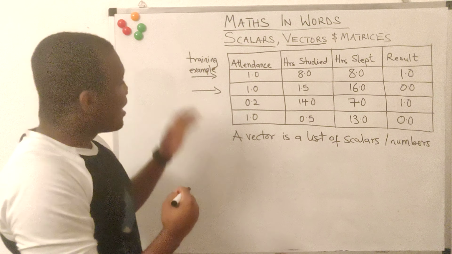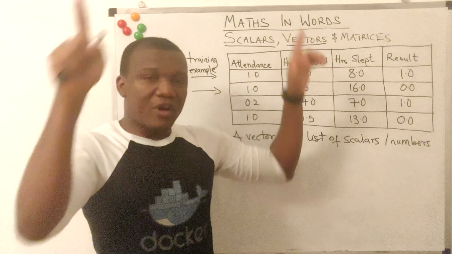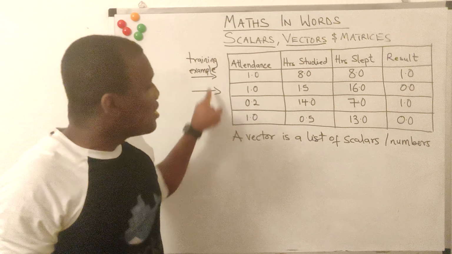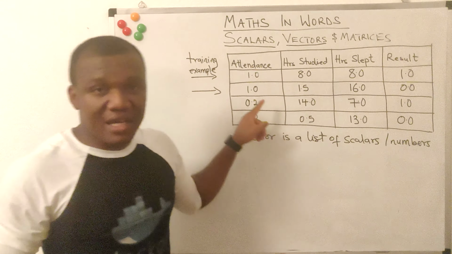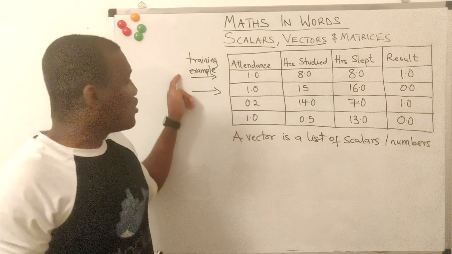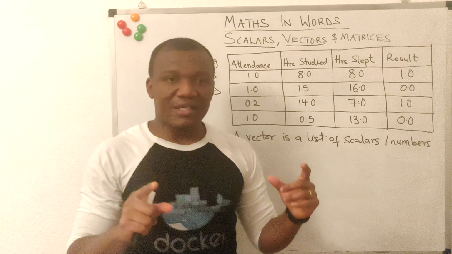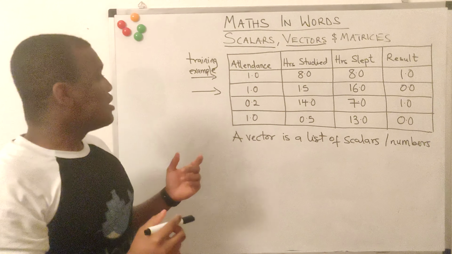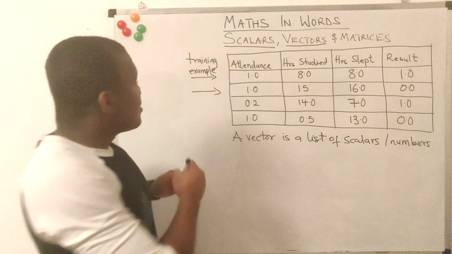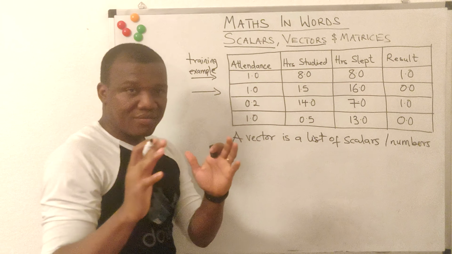So a training example is just one instance of your entire training data set. So this whole thing you see here is the entire training data set. And if I choose row 1, that is a training example because it's a single instance of our data set. Now, what is interesting here is once I choose a single row, it becomes a vector.